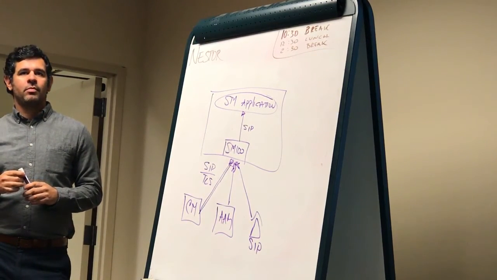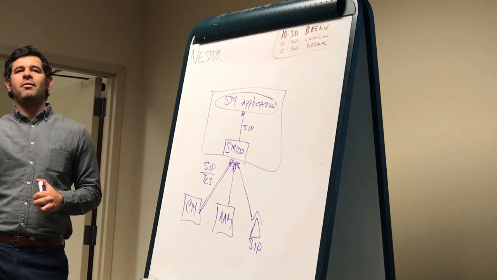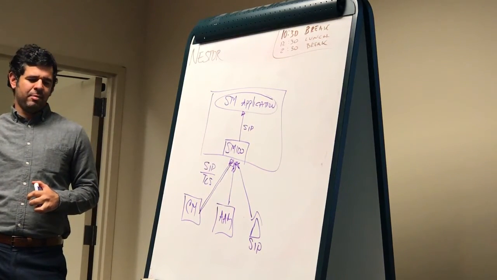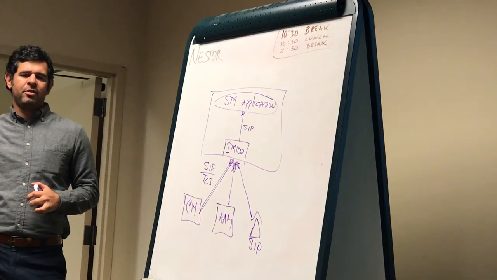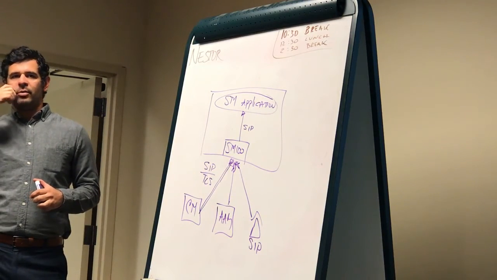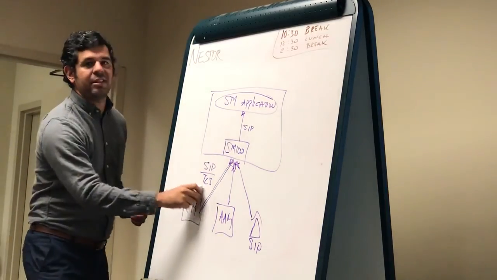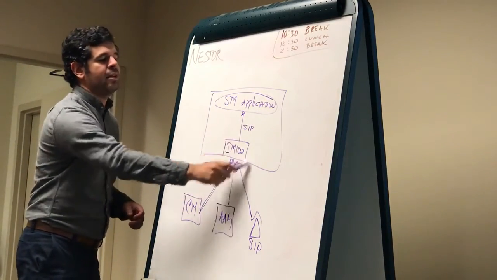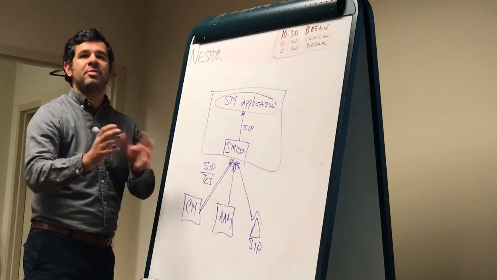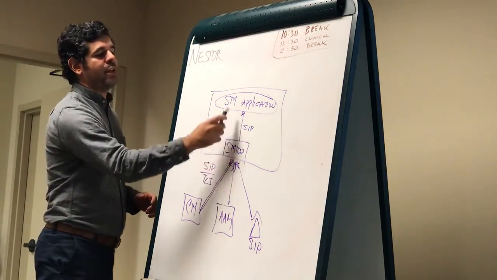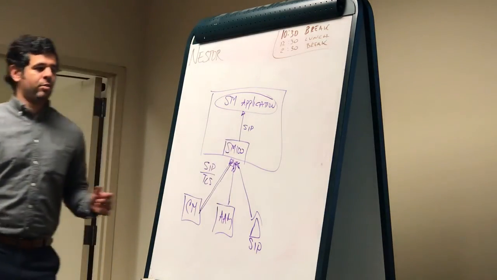It decrypts it using what, Nestor? A public, what's the name? PKI, public key infrastructure. Okay. That's when you have a public key and a private key. But forget about that. Let's just say it's TLS, it's encrypted, and the SM100 decrypts the message and passes it without encryption to the SM application.